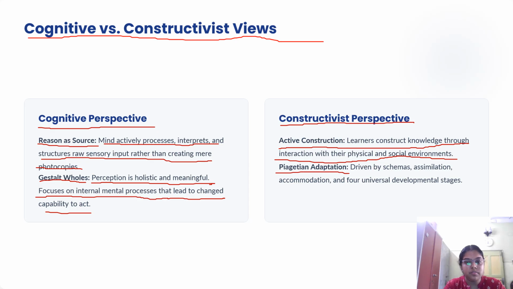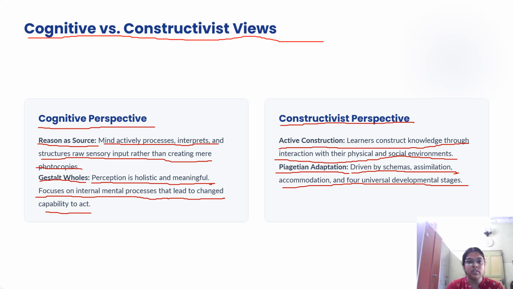Piagetian adaptation. In case of Piagetian adaptation, what we notice is that construction is driven by schema, assimilation, accommodation, and the 4 universal developmental stages. Those 4 developmental stages of Jean Piaget are regarded as the cognitive development theory, which was created by Jean Piaget. About this theory we will learn in detail in the next unit.